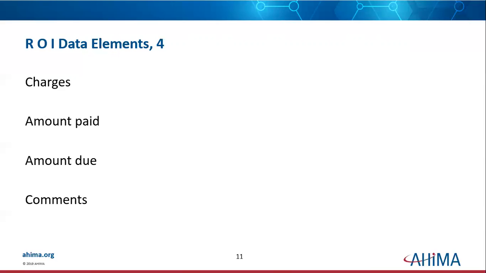Typically, when that's done, there is a dual process of authentication for release of information. Then additionally, it will include any charges, and these charges are pretty much submitted by the state. Your state determines the fees that can be collected for release of information, the amount paid, what's due, and any other comments relative to the request.